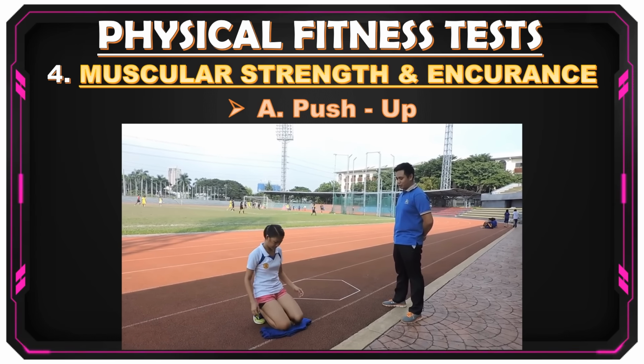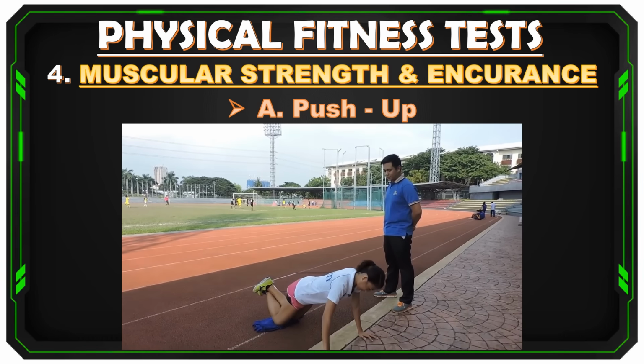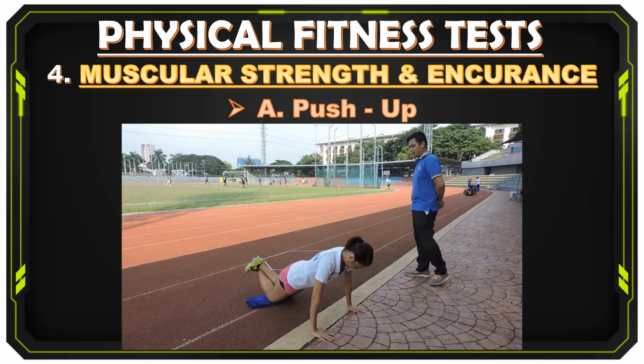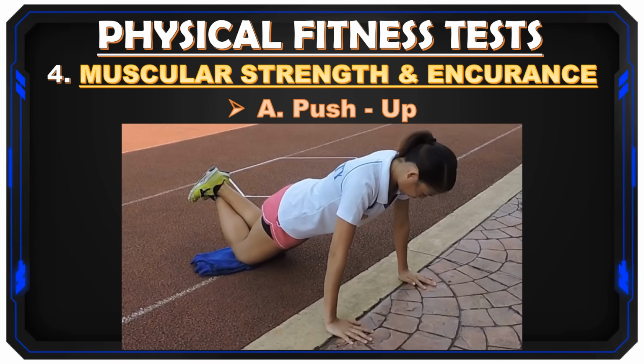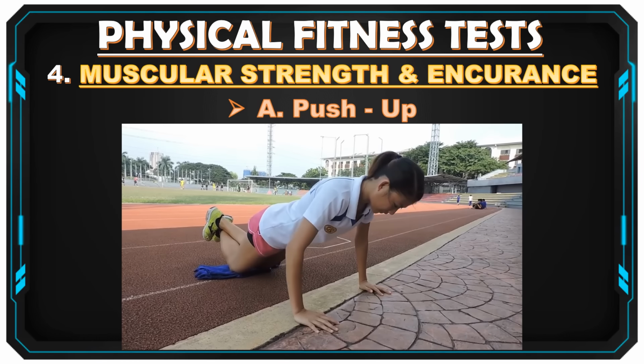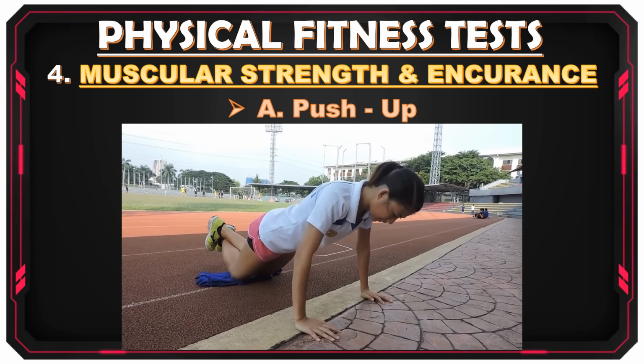For girls, with knees in contact with the floor, straighten the arms, keeping the back straight. Then lower the arms until there is a 90-degree angle at the elbows. Upper arms are parallel to the floor.